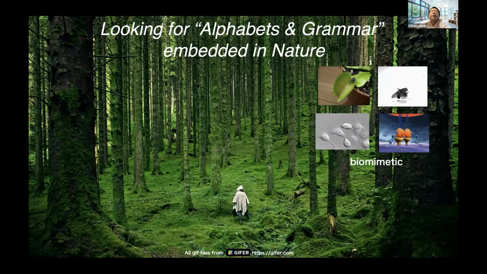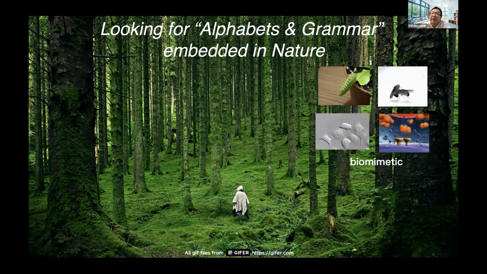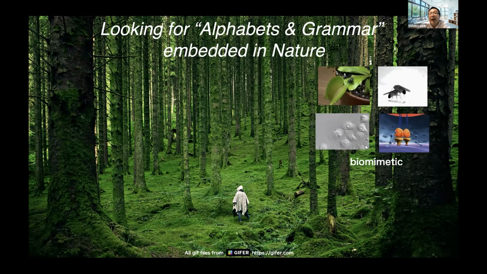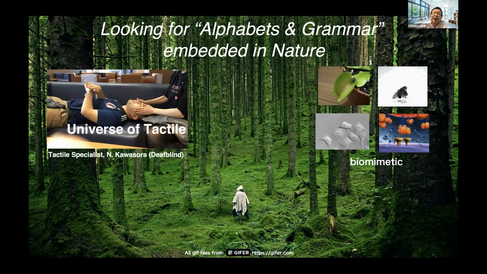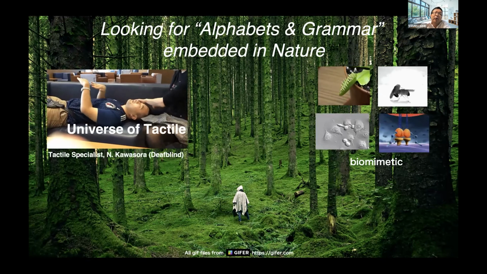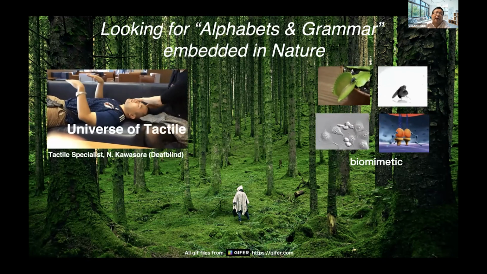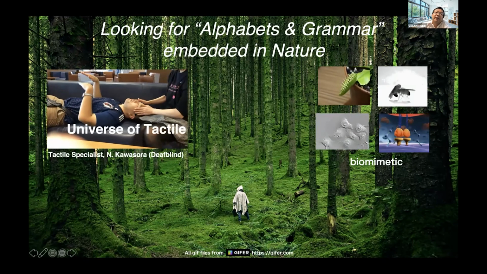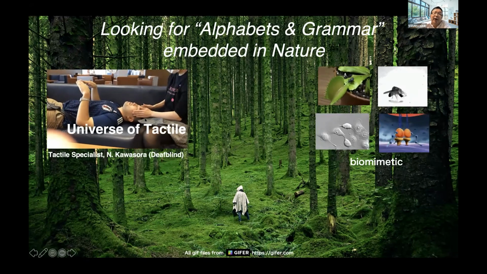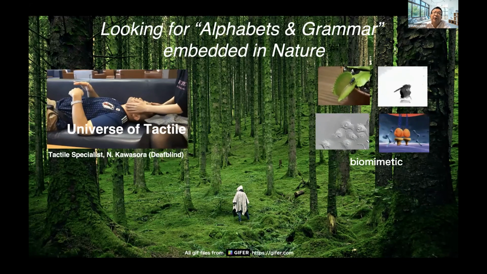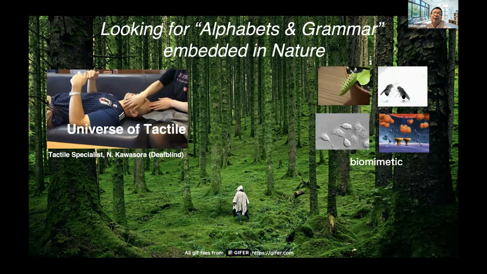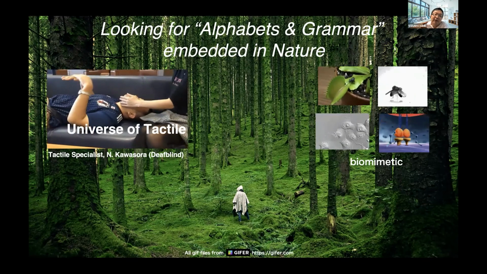So from now, we have to look for the appropriate alphabet and grammar embedded in nature. One strategy is biomimetic: we learn from nature. Another strategy is we collaborate with specialists of tactile sense. This is our collaborator. He is deaf-blind. He cannot see, he cannot hear. So the only way of communication is tactile.